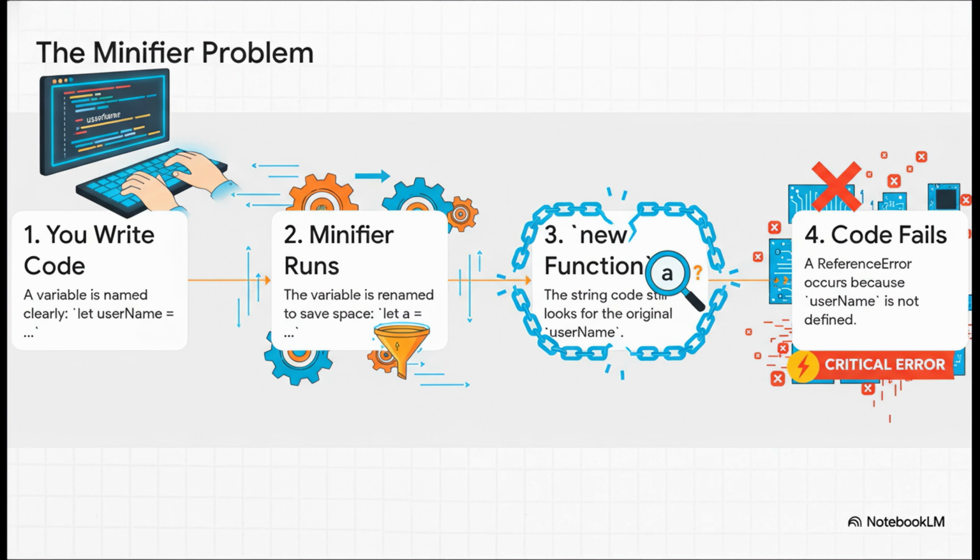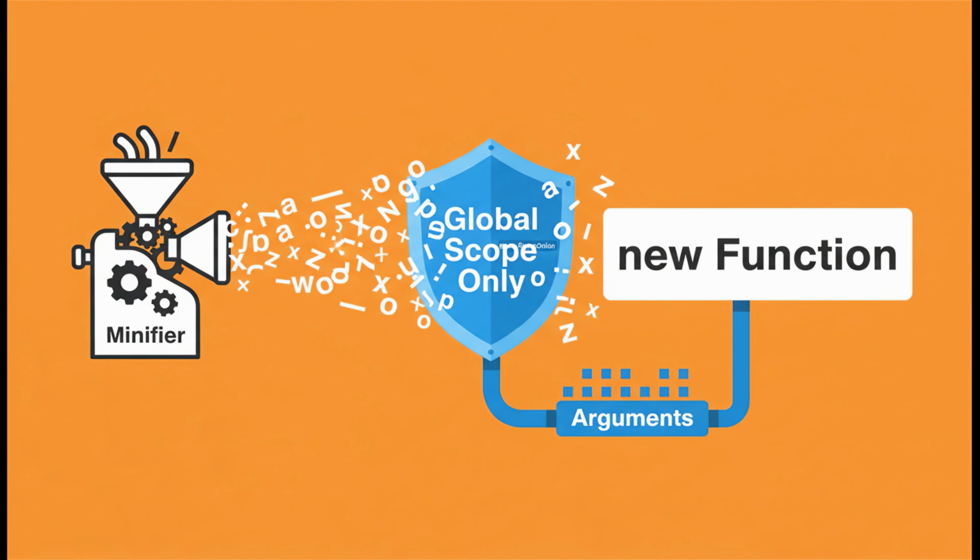Step 3. Now, your new Function code, remember, it's just a string. It has no idea that the variable name changed. It's still hard-coded to look for username. Step 4. Boom! Your code blows up in production and you're left scratching your head trying to debug it. So by forcing new Function to only see the global scope, the JavaScript creators basically fireproofed it against this entire class of bugs. It forces you into a much safer pattern. If you need to get data into that function, you can't just rely on a closure. You have to pass it in explicitly as an argument. And that makes your code way more reliable.